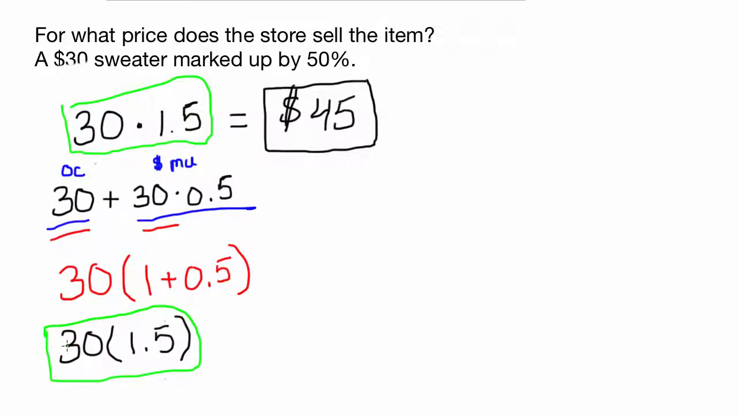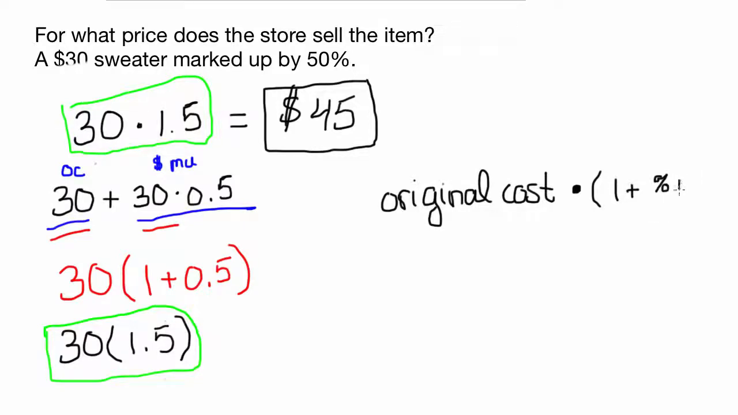So all you need to remember for this is that it's always just going to be original cost times 1 plus the percent markup as a decimal. Remember you have to write it as a decimal. Don't write 50 there because then you'll end up with 51.